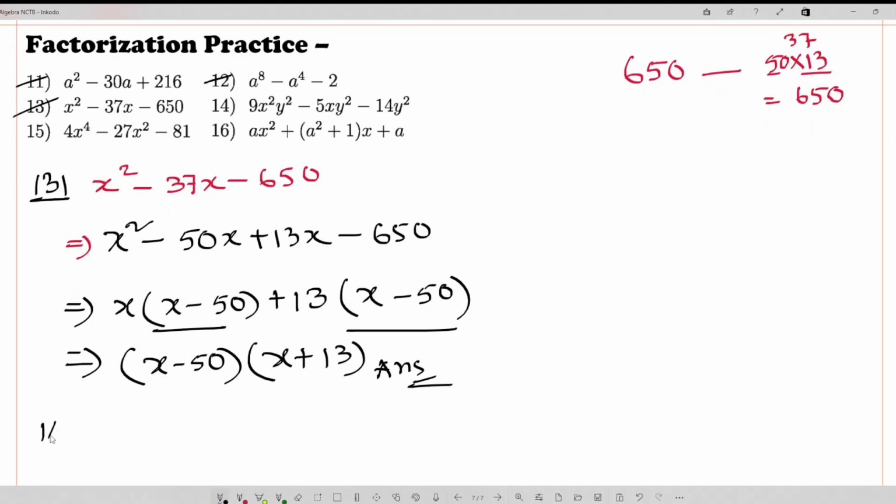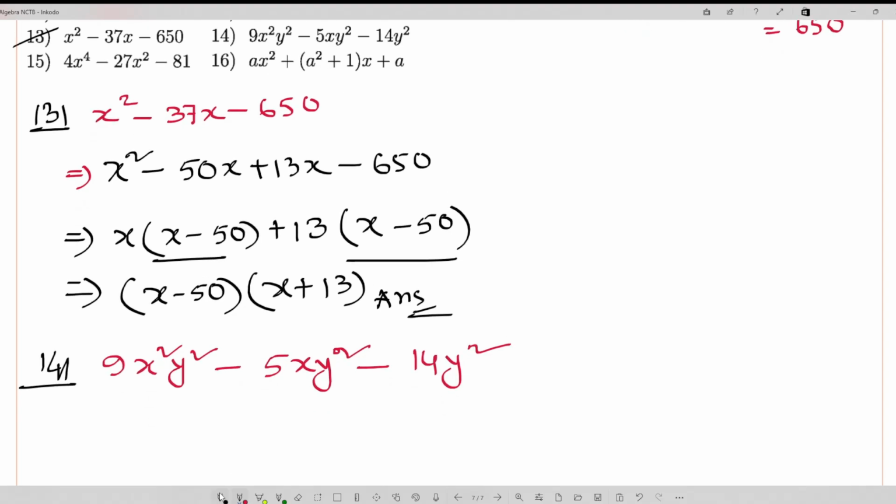Now number 14. Here is 9x square y square minus 5xy square, then minus 14y square. This one is not directly middle term factorable, because here is y square, here is y square, and also here is a y square. So first we can take common y square. Now look, 9x square minus 5x minus 14.